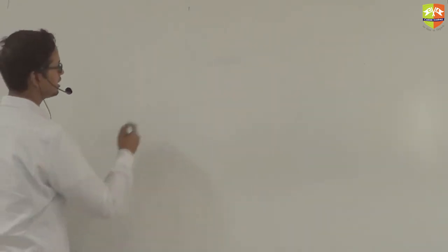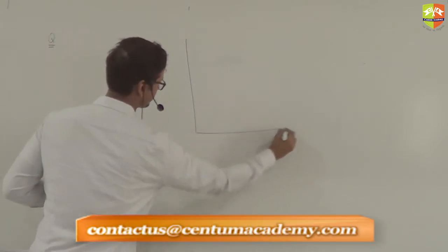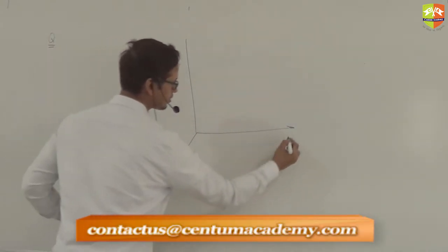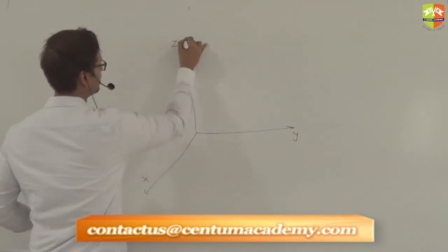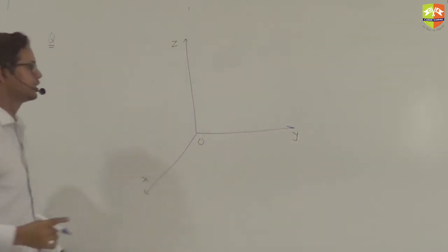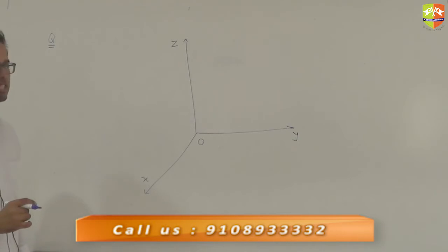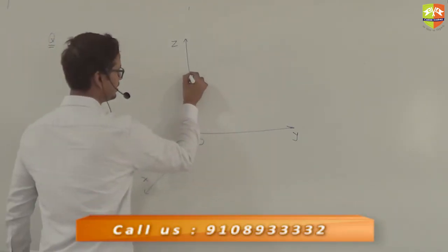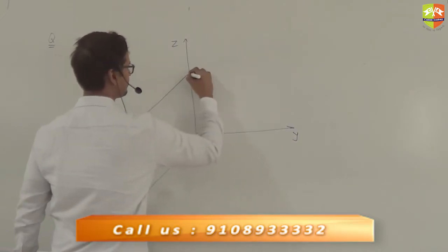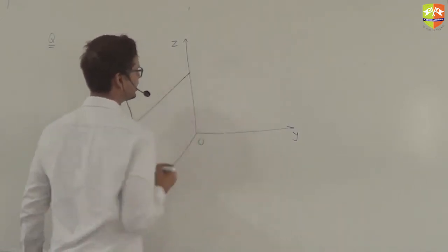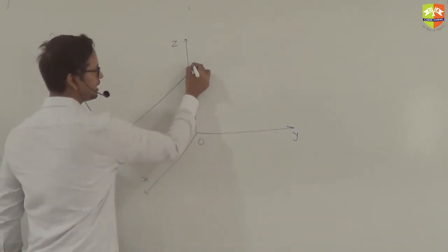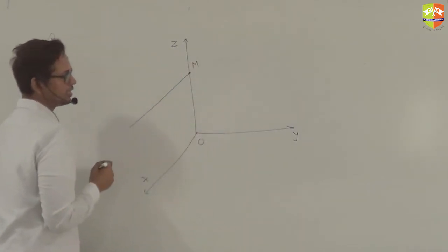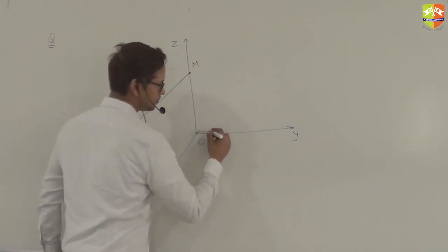Alright, so now consider the situation like this. Let's say this is my three-dimensional Cartesian coordinate system. There is a bridge like this. On this bridge, a man is standing and there is a river here. This is a river.